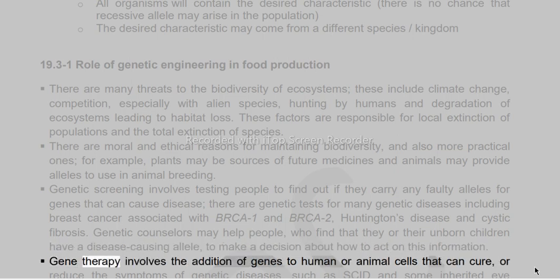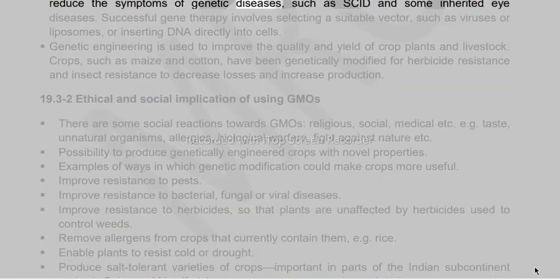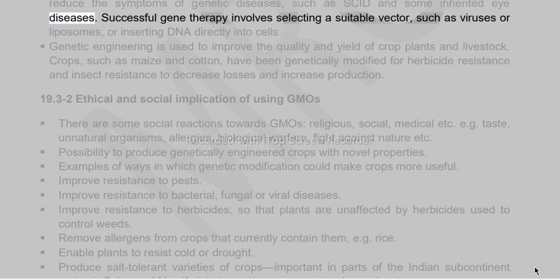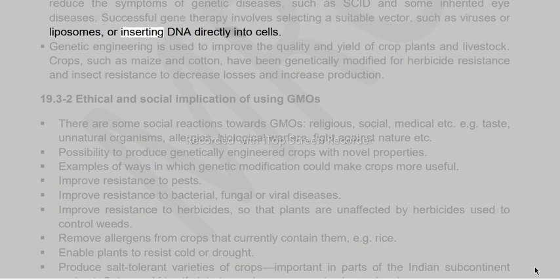Gene therapy involves the addition of genes to human or animal cells that can cure or reduce the symptoms of genetic diseases, such as SCID and some inherited eye diseases. Successful gene therapy involves selecting a suitable vector, such as viruses or liposomes, or inserting DNA directly into cells.